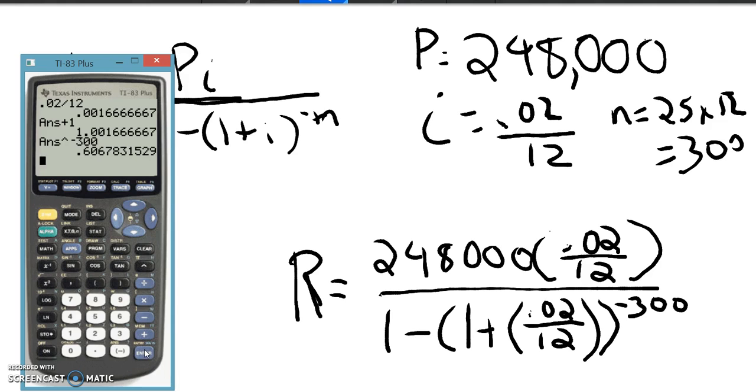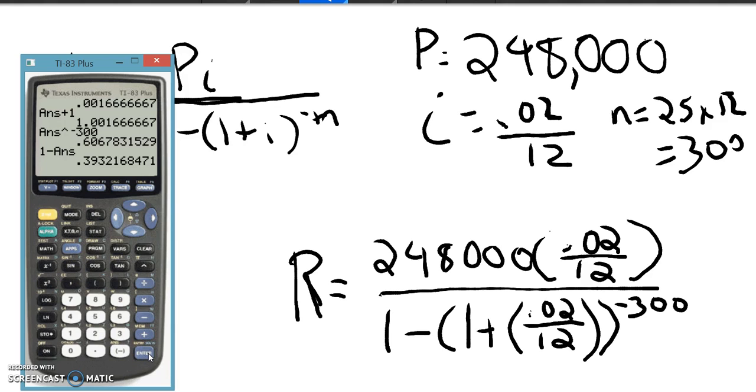Okay. Now I'm going to subtract that number from 1. How am I going to do that? Well, I'm going to say 1 minus, and to get the previous answer, I hit second, and down here, if you notice the little yellow ANS means previous answer. So then I hit enter, and I get that number right there. So that's my bottom number, but I'm not going to write it down. I'm just going to leave it in my calculator that way.